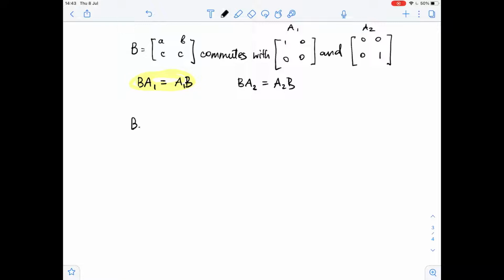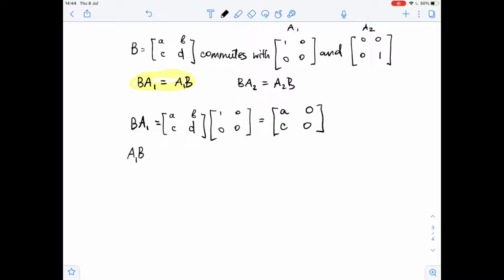So let's find B times A1. So matrix B times matrix A1, we get A times 1 plus B times 0, so just A, and A times 0 plus B times 0, so it's 0. Here we have C times 1 plus D times 0, which is just C, and C times 0 plus D times 0 is 0. Now let's look at A1 times B.